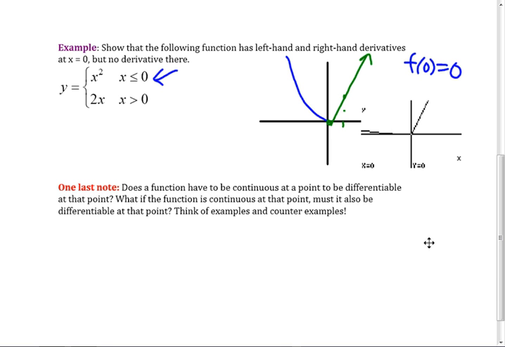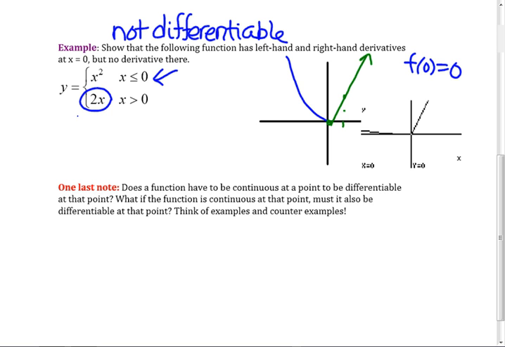It says show that the following function has a left hand and a right hand derivative, but no derivative there. In other words, it means it's not differentiable. The derivative does not exist there. Okay, they want us to find the derivative coming in from the left side and coming in from the right side. Well, I'm going to be lazy, and I want you to be lazy also. When you see lines, do this the easy way. Because what is the derivative? It's the slope. What's the slope here? It's 2.